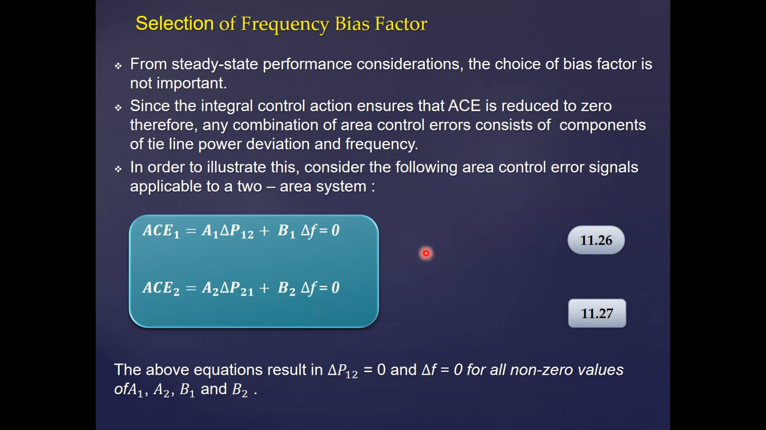We do this analysis for a two area system, and thus we write down the area control error for each of the areas equated to 0 here. With this equated to 0, we can have this quantity be 0 for all non-zero values of A1, A2, B1 or B2. So for these non-zero values, we can have these two parameters as 0.